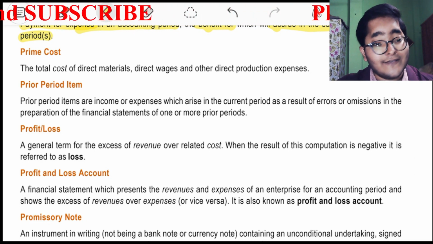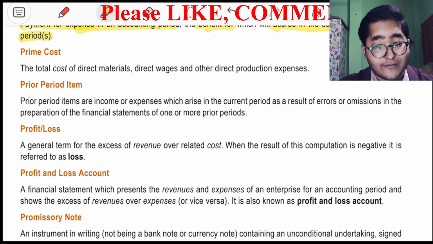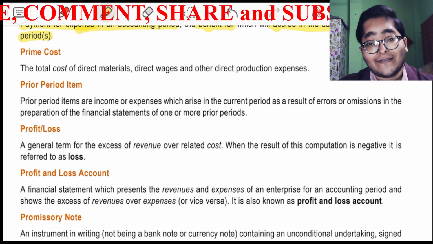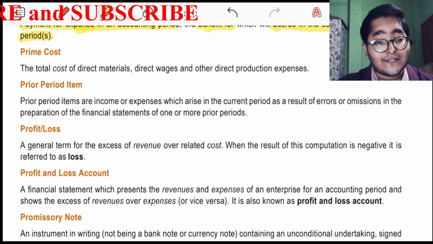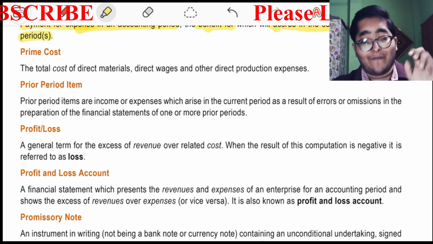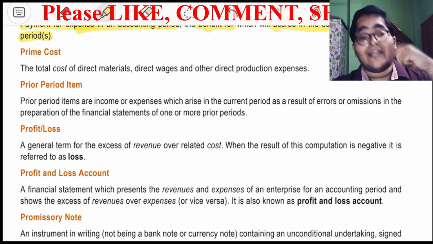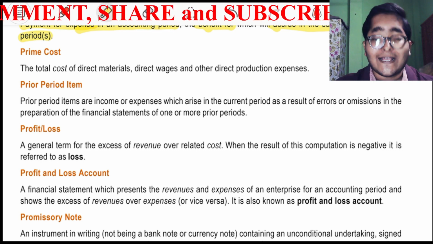Our next topic is prime cost. Prime cost is the total cost of direct materials, direct wages and other direct production expenses. Prime cost is the total cost of what? Total cost of direct materials, direct wages and direct production expenses.